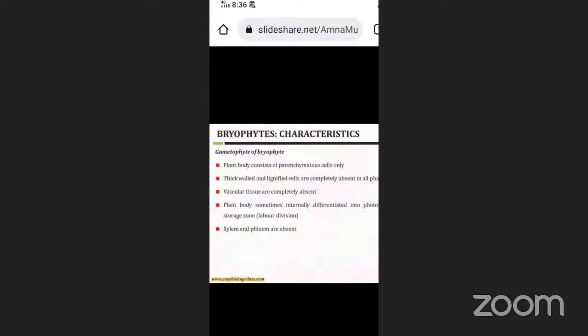The class Hepaticopsida is again divided into four orders: Calobryales, Jungermanniales, Sphaerocarpales, and Marchantiales. Anthocerotopsida has only one order, the Anthocerotales. Bryopsida is divided into four orders: Sphagnales, Andreaeales, Polytrichales, and Funariales.